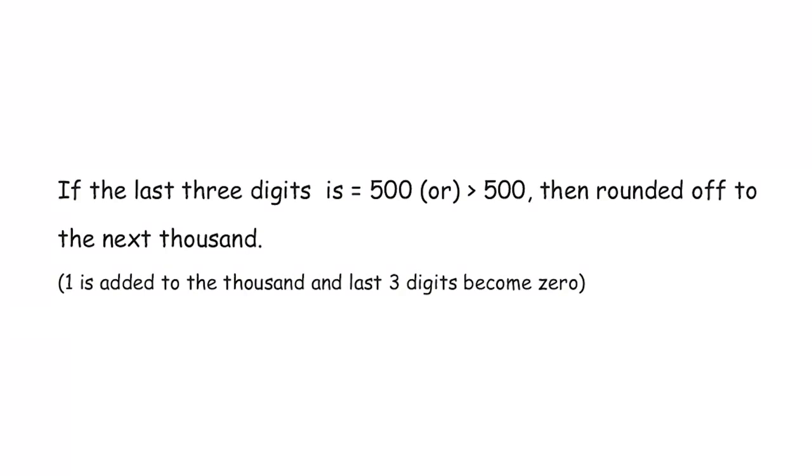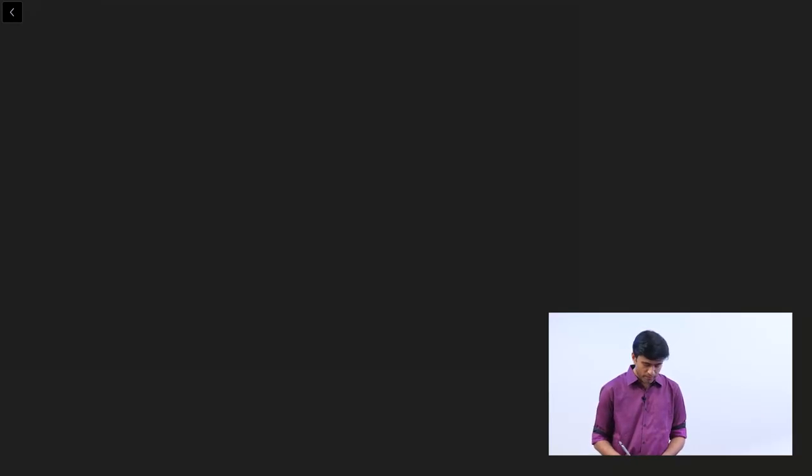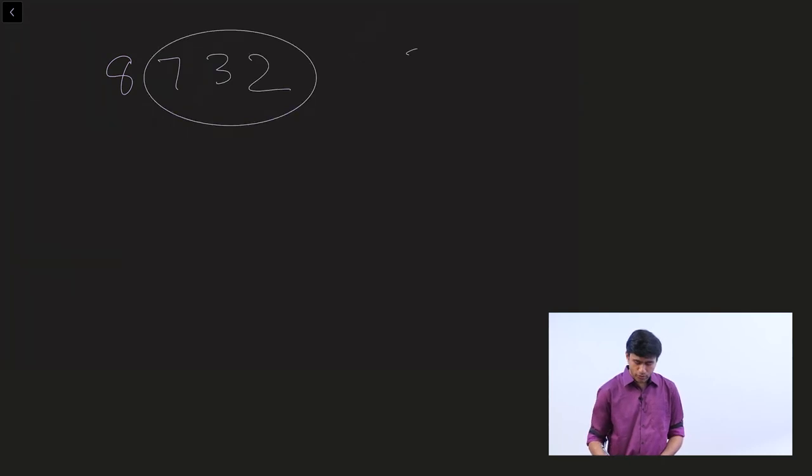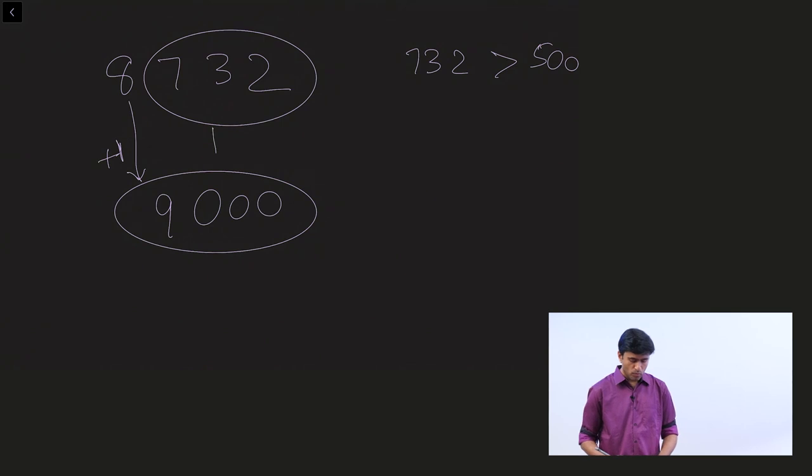What if the last three digits are greater than or equal to 500? Then you add 1 to the thousands and make the last three digits 0. Example, 8,732. The last three digits, 732, are greater than 500. So make the last three digits 0 and add 1 to the thousands place. So 8,732 is rounded off to 9,000.